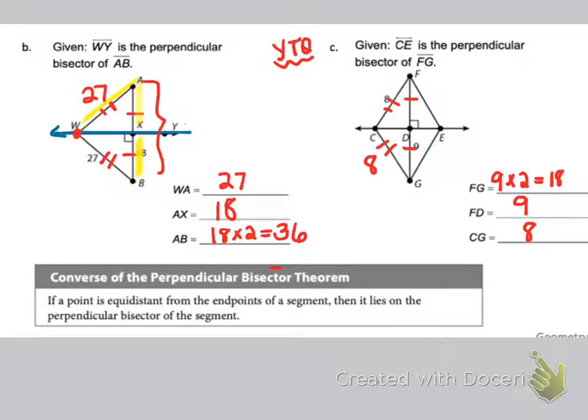Alright, so thanks for giving that one a try. FG, which would be this full length right here. Well, there was one part that was 9 and the other part is equal to it, so 9 times 2 is 18. The part FD, which was included in finding that segment, was 9. And then CD right here, CG, was the same as this one over here, so that one was also 8.